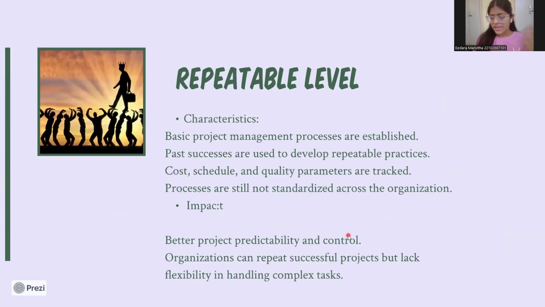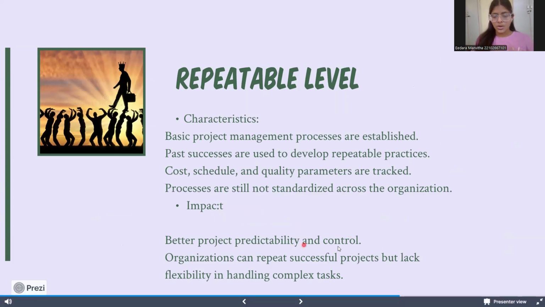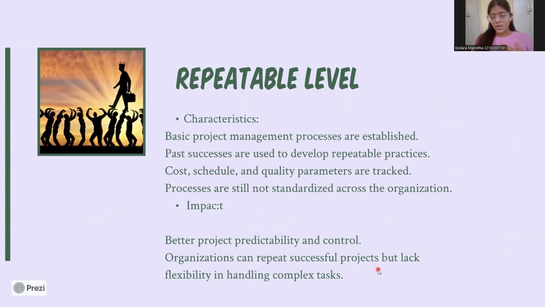Then we'll go to the next level, which is the repeatable level. It has basic project management, in which cost, schedule, and quality parameters are being tracked. These processes are still not standardized across the organization. So projects are more predictable and controlled. Organizations can repeat successful projects but lack flexibility in handling complex tasks.